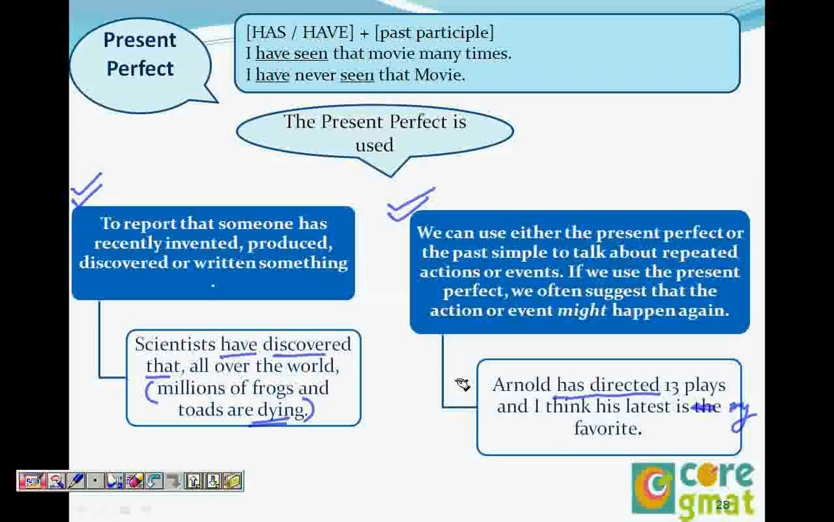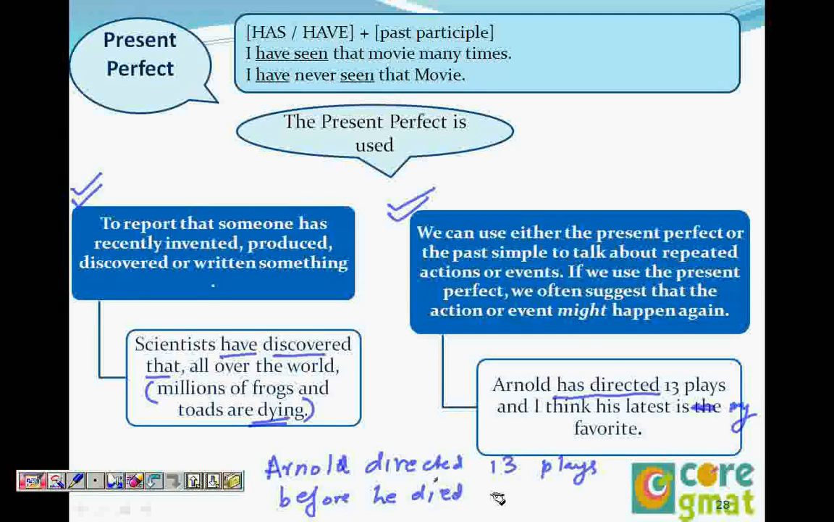So in the last sentence, when we were doing past simple, we said Arnold directed 13 plays before he was killed in an accident. After he was killed in an accident, he wouldn't be able to. I would like to take it slowly here and I'll write it. So what you're saying is: Arnold directed 13 plays before he died in an accident.